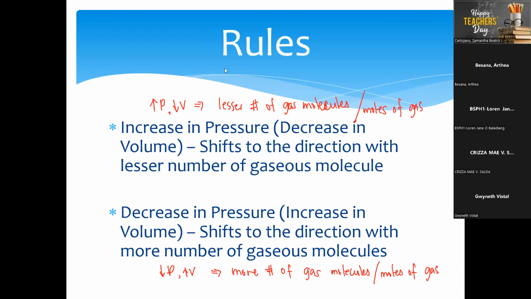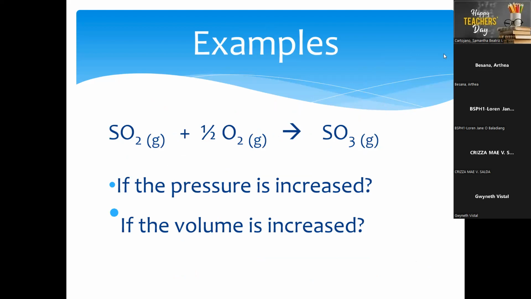Okay, let's have the example. This one is our example. So, we have this reaction: sulfur dioxide, which is a gas, reacting with 1/2 mole of oxygen, which is also a gas, and it yields sulfur trioxide, which is also a gas. Okay? Gas pa rin ito.